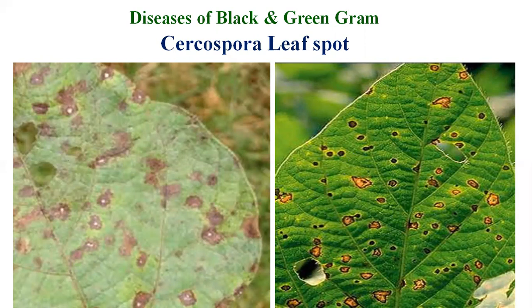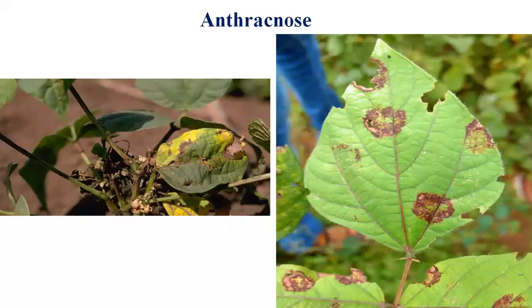The primary source of infection is plant debris and also the seed, and the secondary source of infection is airborne conidia. Okay. Now, next moving towards the anthracnose of black and green gram. In case of anthracnose, we all know that Colletotrichum is the most destructive pathogen. Here, the causal organism is Colletotrichum lindemuthianum.